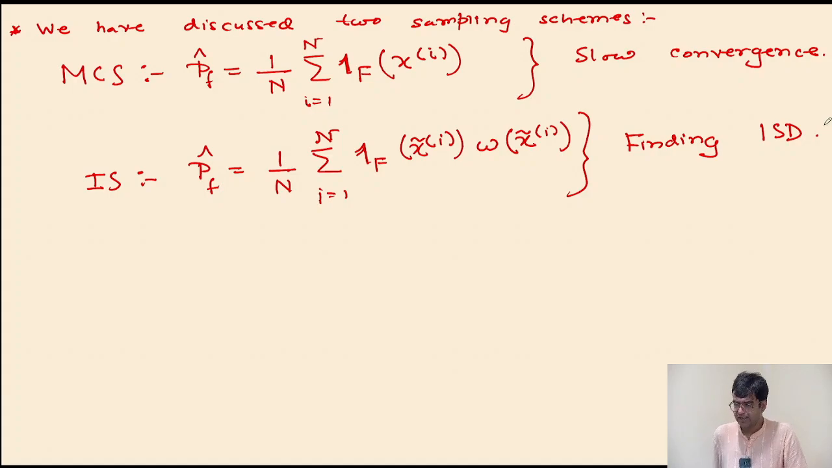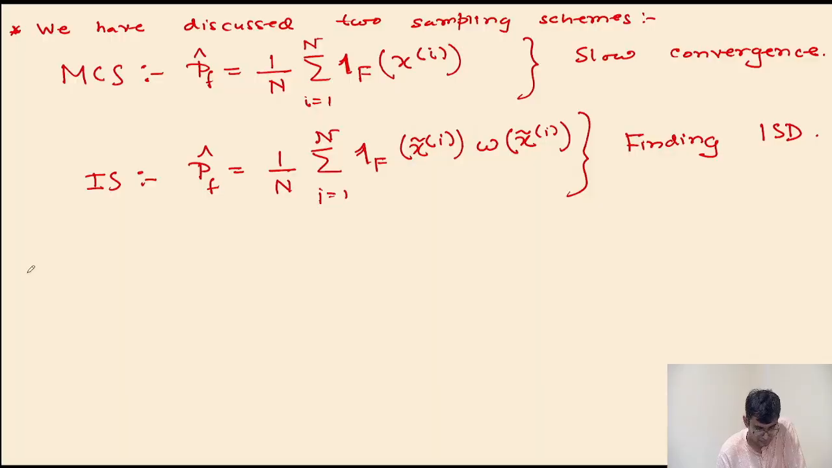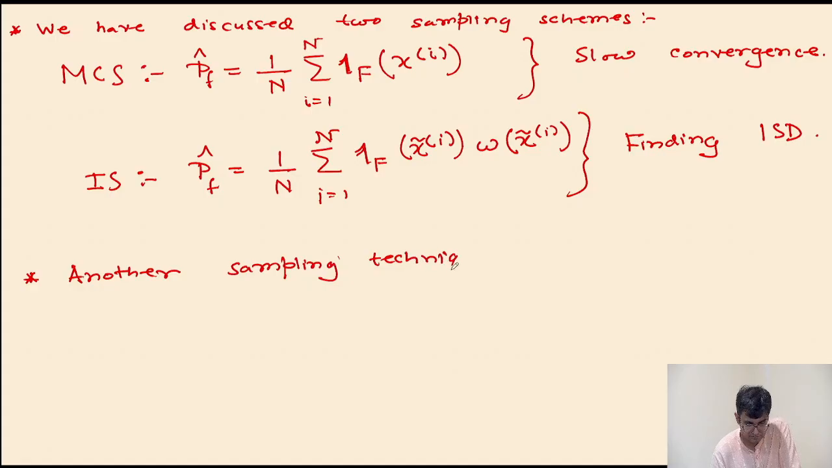So today we are going to discuss a third type of sampling method known as subset simulation. This subset simulation was developed particularly for rare event scenarios. So today we are going to talk about a simulation technique known as the subset simulation, which was developed particularly for rare event simulation. Okay. So another sampling technique is subset simulation.